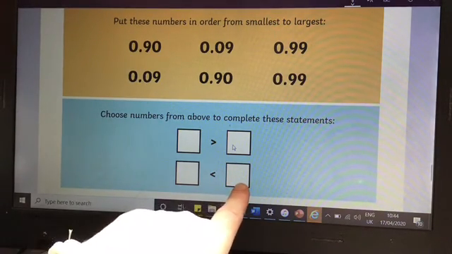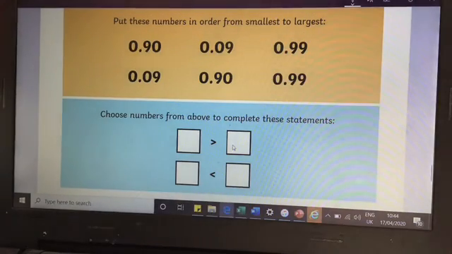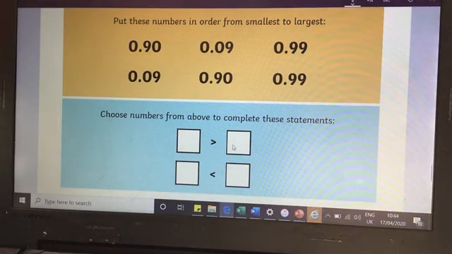Okay, well, that's the end of our lesson for today. Now you're going to go and have a go at ordering some decimal numbers independently. Good luck.